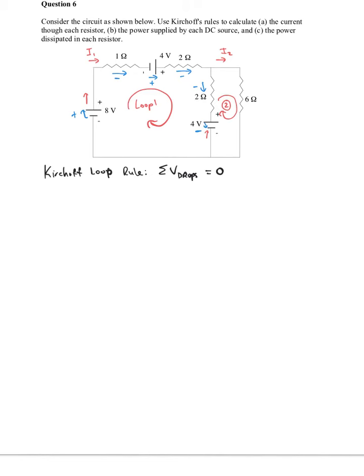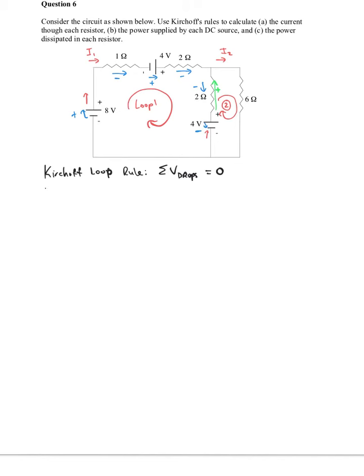And then the annoying thing here is that there's going to be a contribution from loop 2 through this resistor here, and that's going to be pushing back the other direction. So you're going to get a positive contribution from loop 2 with current I2. So let's add up all of those voltage drops across the circuit. They have to be equal to 0.